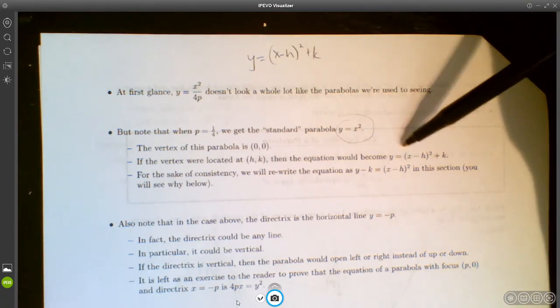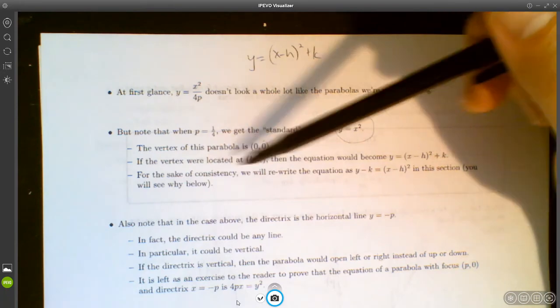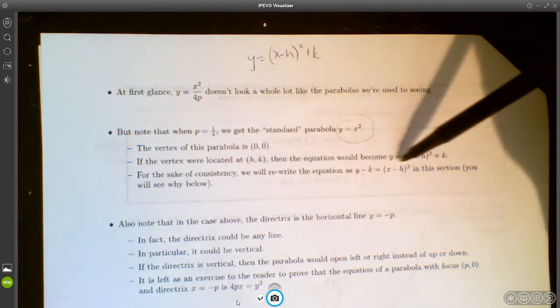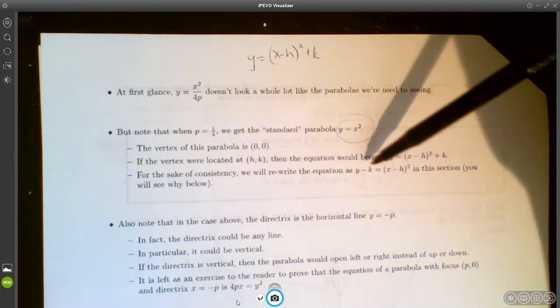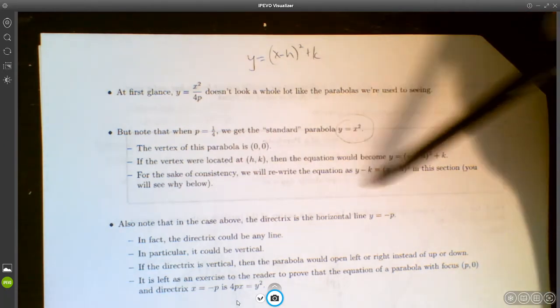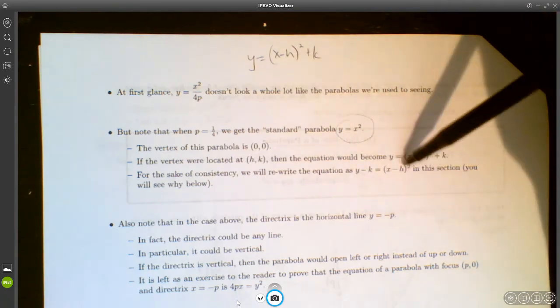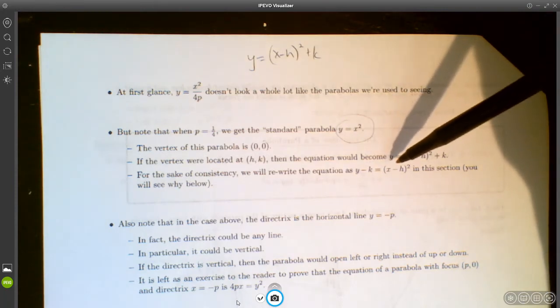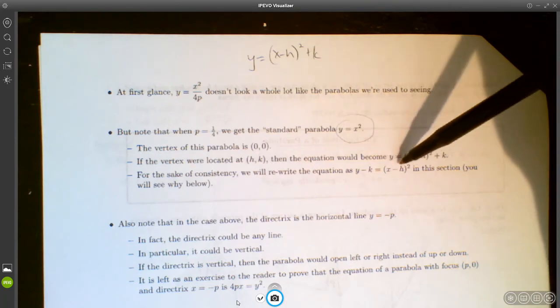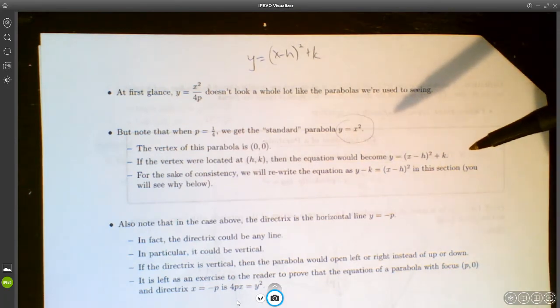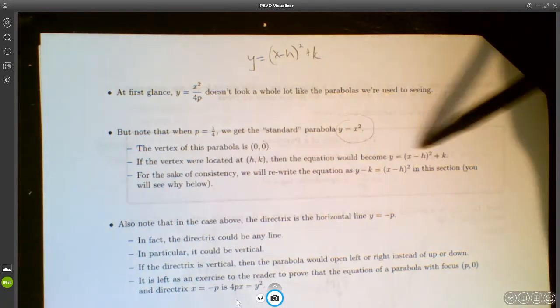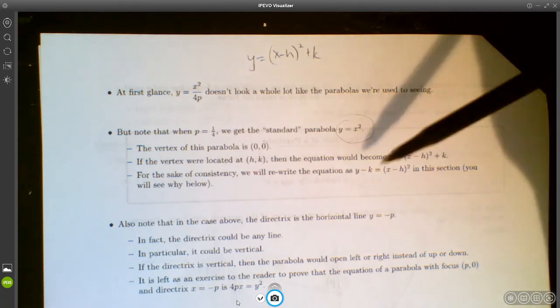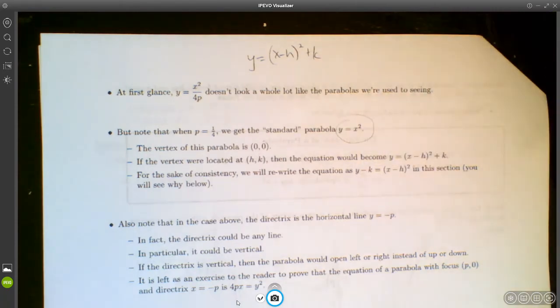For the sake of consistency, we're going to rewrite this equation as y minus k equals (x minus h) squared in this section. If you write it this way, then it's a lot like the circle, where the circle was centered at (h, k) and you change the signs of both of them. You're going to do the same thing here, only instead of being the center, this is going to be the vertex. The vertex of the parabola is at (h, k). So you change the sign of both. When you write it the other way, it sometimes gets confusing because you're never sure whether you should change the sign or not. But this way, you know that you always change the sign.